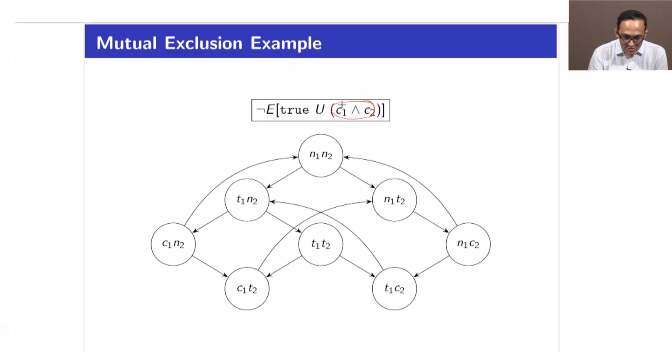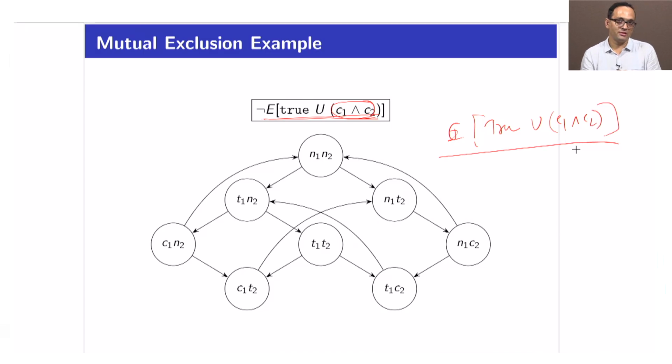But if you see here, there is no state with C1 and C2 together, right, because both cannot be in the critical section. So that state does not exist. None of the states will be labeled with C1 and C2. Now I am going to check E true until this. It starts with the states where C1 and C2 hold, but I do not have any state where it is holding. So E true until C1 and C2 does not hold in any of these states, right.